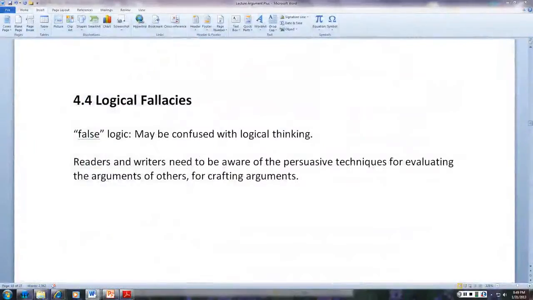Logical fallacies are false logic, and they are often confused with logical thinking. We need to be aware of these persuasive techniques because they are often convincing. We need to be able to evaluate the arguments of others and determine if they're using false logic, and we also need to be aware of them so that we don't use them in our own argument.